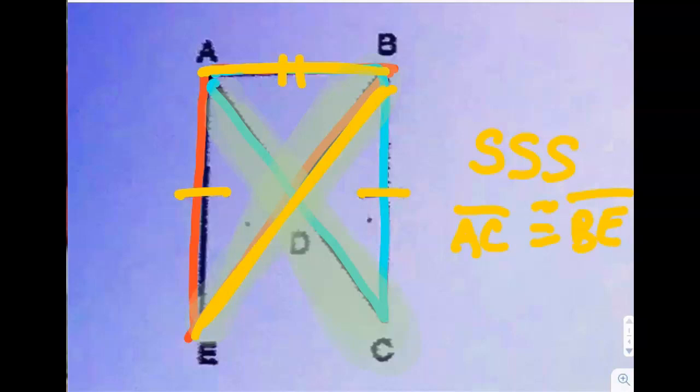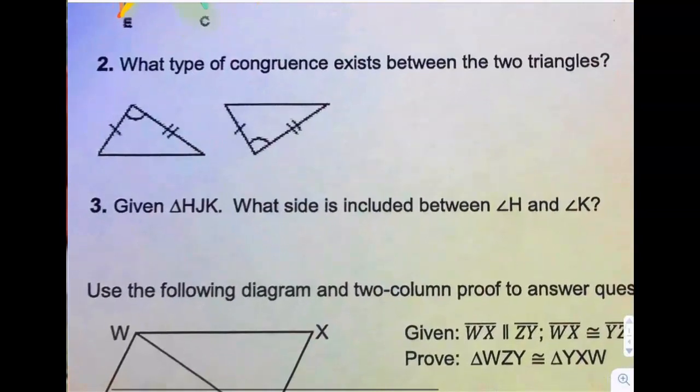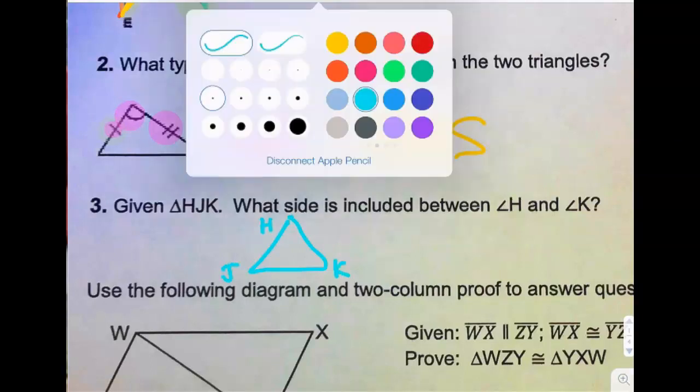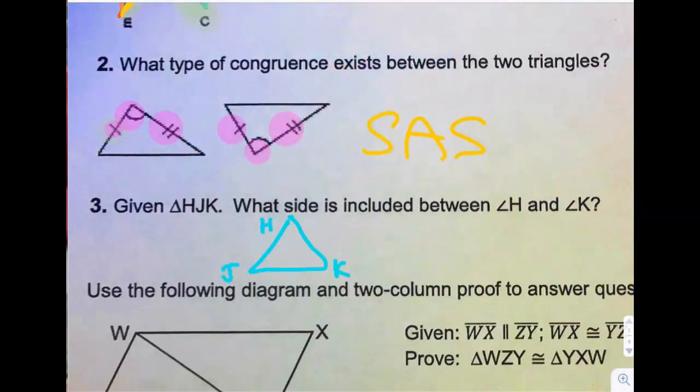Then you'd have side-side-side. Number 2, what type of congruence exists between these two triangles? Boom, boom, boom. Side, angle, side. Question 3. Given triangle HJK, what side is included between? Side between H and K. The side between H and K is side HK.